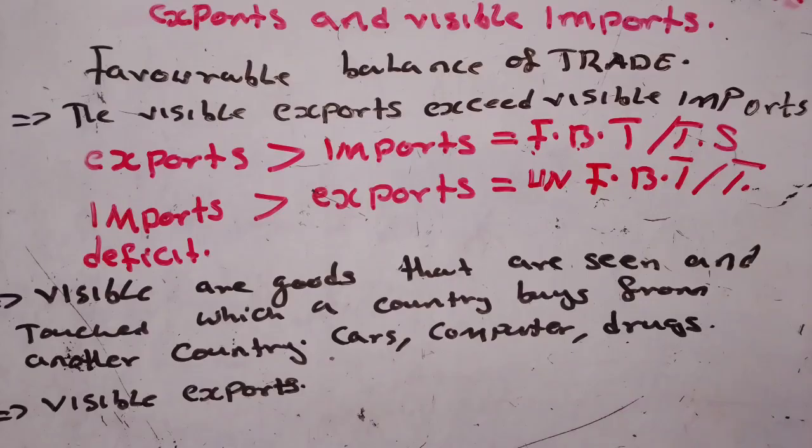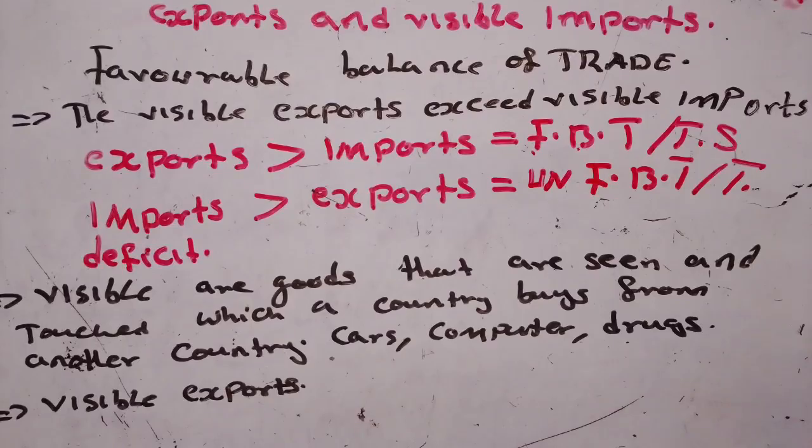So we can write this. We have said that visible exports are goods that are seen and touched, which a country sells to another country, and this includes copper, sugar, cement, etc.